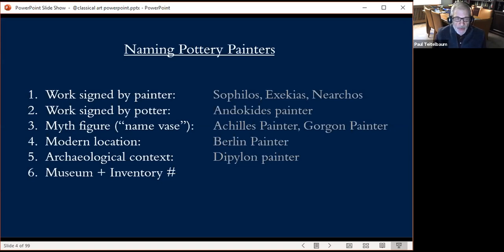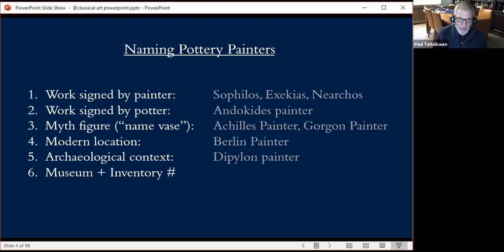Sometimes they will identify a painter by the primary museum where his work is exhibited. Sometimes they will identify a painter by the archaeological context where his work was discovered. So the Dipylon painter is referred to by the fact that his works were discovered in the Dipylon Cemetery of Athens.